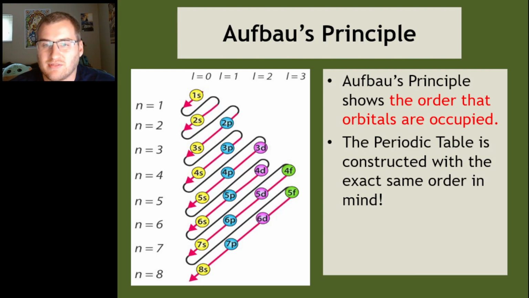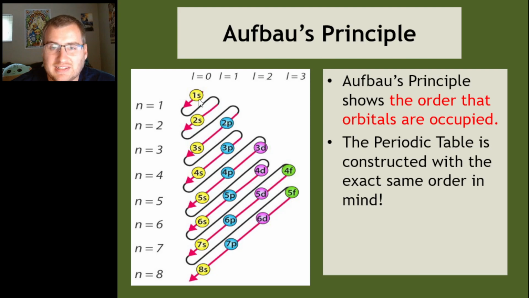Okay. Aufbau's principle here tells you the order that electrons go in. And we have this little flow chart we can follow. They always start with the 1s orbital, then go to the 2s orbital, then they go to the 2p orbital, then the 3s orbital, 3p, 4s, 3d, 4p, 5s, and it keeps following this chart.